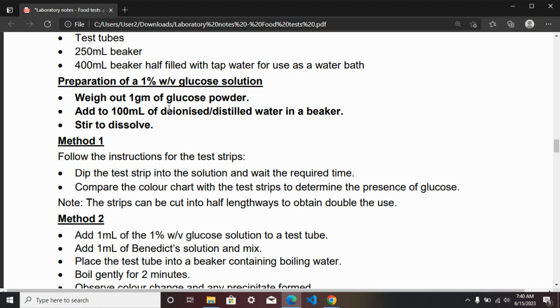So, how will we prepare the glucose solution? We take 1 gram of glucose powder and add it to 100 milliliters of deionized or distilled water in a beaker, and we will stir until there are no crystals in the beaker, when the glucose has dissolved.